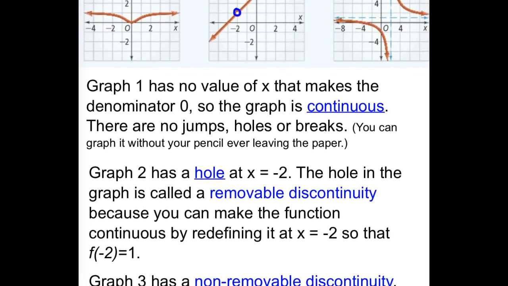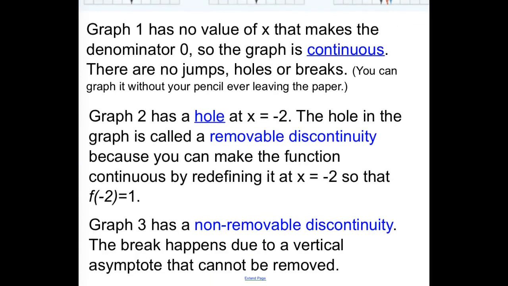With a vertical asymptote, like in picture 3, we can't fill that. There's no way to fill a vertical line. There's too many points. So we call that a non-removable discontinuity. So holes are removable discontinuities. Vertical asymptotes are non-removable discontinuities.